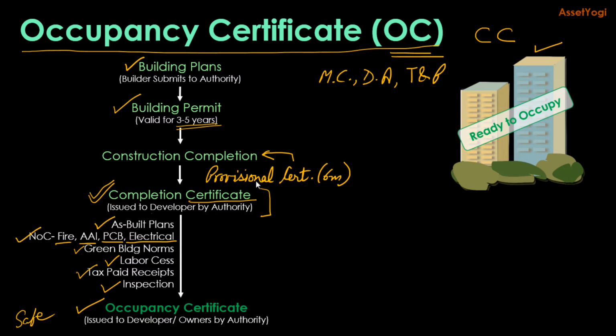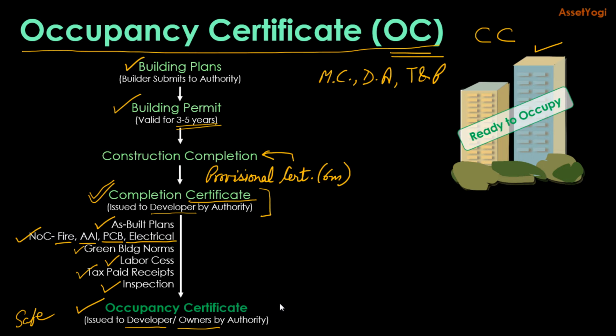Now in case of completion certificate, the certificate is generally issued to the developer by the authority, whereas the occupancy certificate can either be issued to the developer or to the owners directly by the authority, because in some cases the builder offers the possession to the people and people start occupying their properties. So in those cases the authority can issue the occupancy certificate directly to the owners or the Residents Welfare Association.